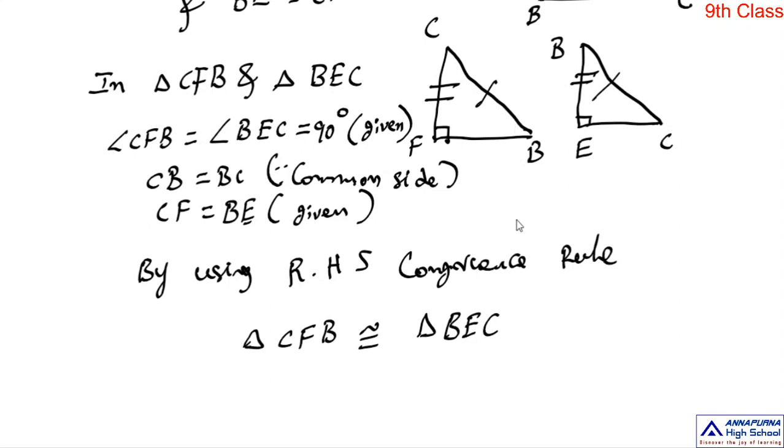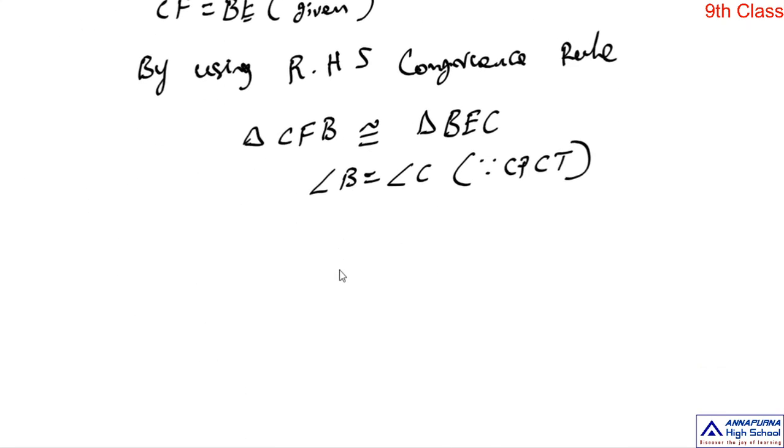Observe these two right angle triangles. Angle B is equal to angle C, because these two right angle triangles are congruent. So the corresponding parts are equal: the corresponding sides are equal, the corresponding angles are equal, and the corresponding vertices are the same. So angle B is equal to angle C, since CPCT. What is the meaning of CPCT? Corresponding parts of congruent triangles. Angle B is equal to angle C.